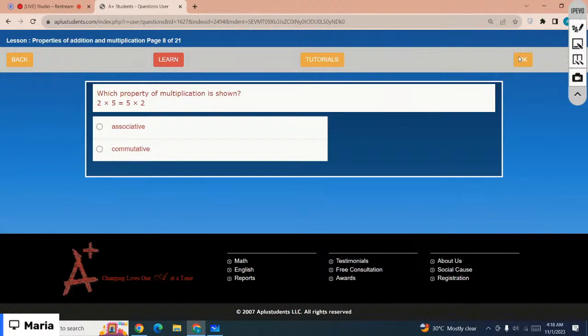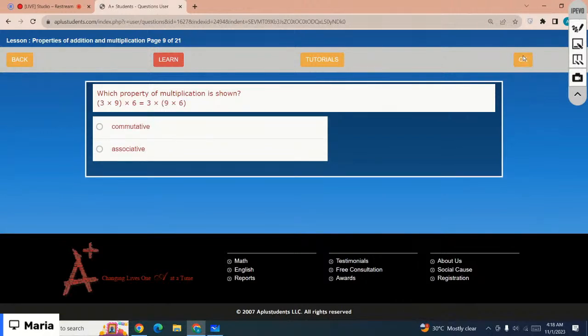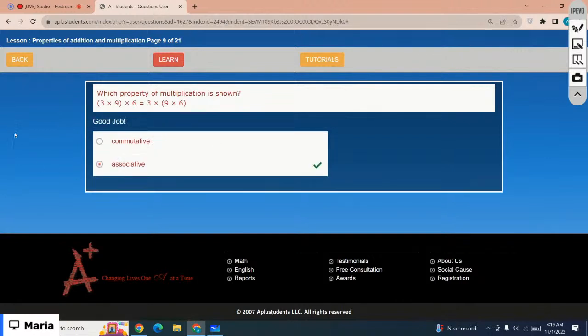Which property of multiplication is shown? Which is the correct option? That would be commutative property. Got it? Which property of multiplication is shown? That is associative property, right? Okay, you can complete the lesson by yourself. Today, let me just move on to the next lesson.